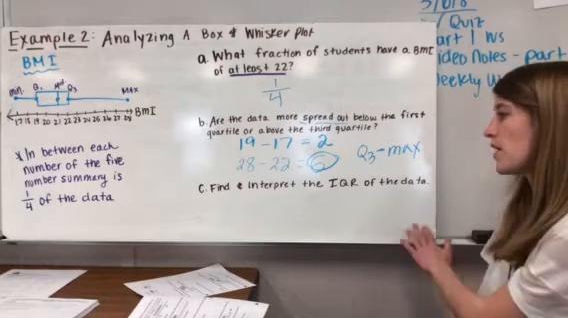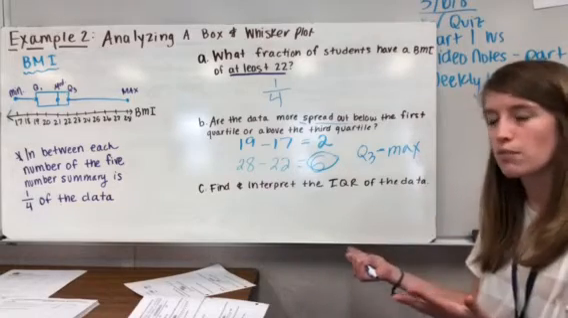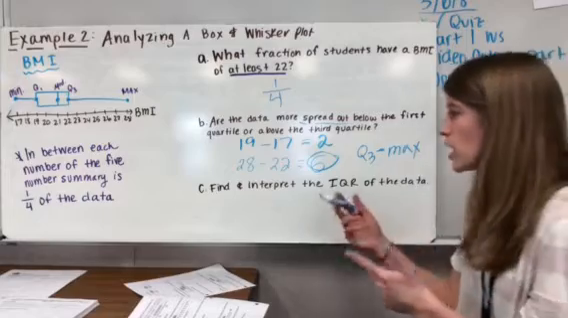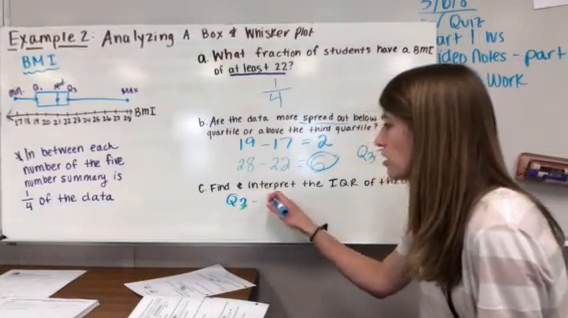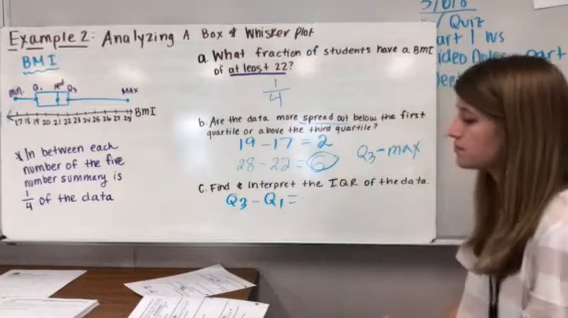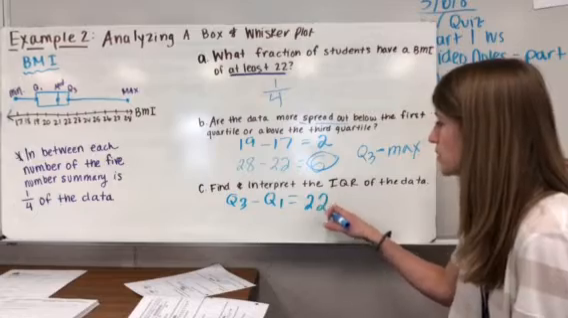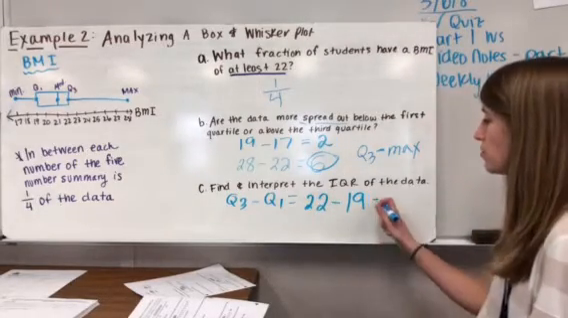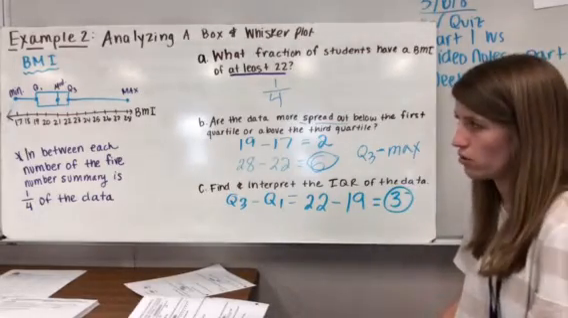Our last step is to find and interpret the interquartile range of the data. What's great about having a box and whisker plot is that you already know the 3rd quartile and the 1st quartile. A reminder that the interquartile range is just the 3rd quartile minus the 1st quartile. The 3rd quartile in this case is 22. The 1st quartile is 19. So I know that 22 minus 19 is 3, and that is my interquartile range.